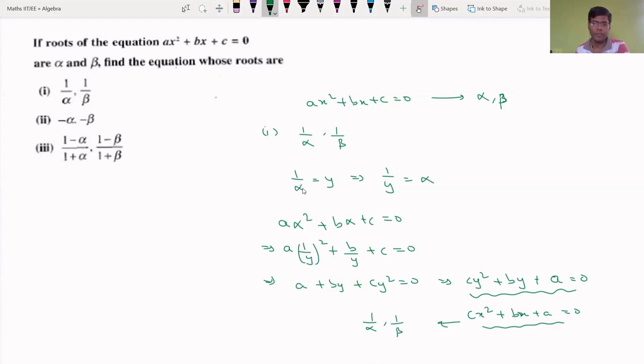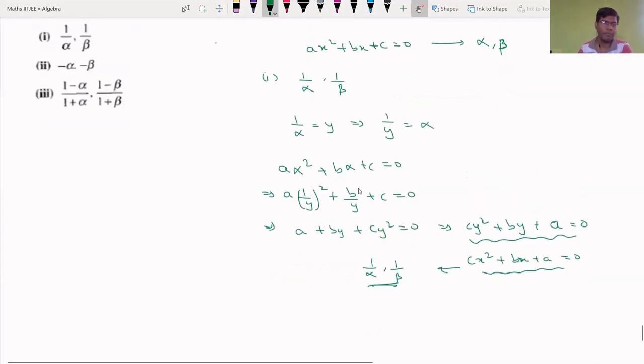So 1 by alpha is equal to some variable, and then that variable we are putting in the given equation instead of alpha, and then we are getting an equation. And we had taken any variable, so that variable we can replace with x or y or anything we can take. So this is the quadratic equation in y, and this is the quadratic equation in x. So the roots of this equation will be 1 by alpha, 1 by beta. Why? Because my y I have taken as 1 by alpha. Now, if we take the second bit, that is, I need the equation whose roots are minus alpha and minus beta.